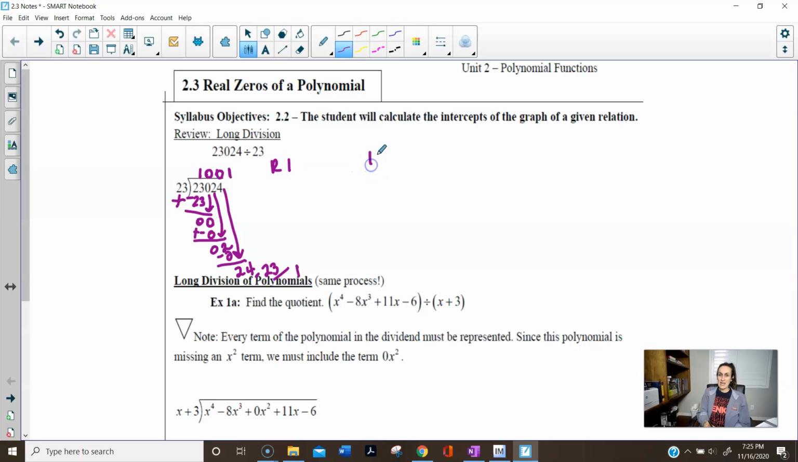And we can write the answer as 1001. You can take the remainder and put it over the divisor. And so there's your solution.